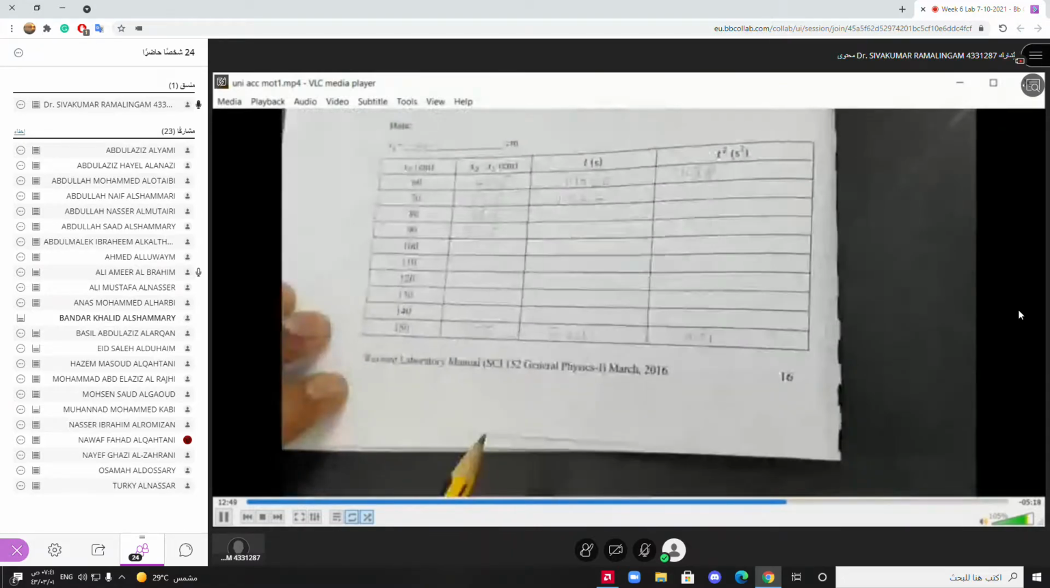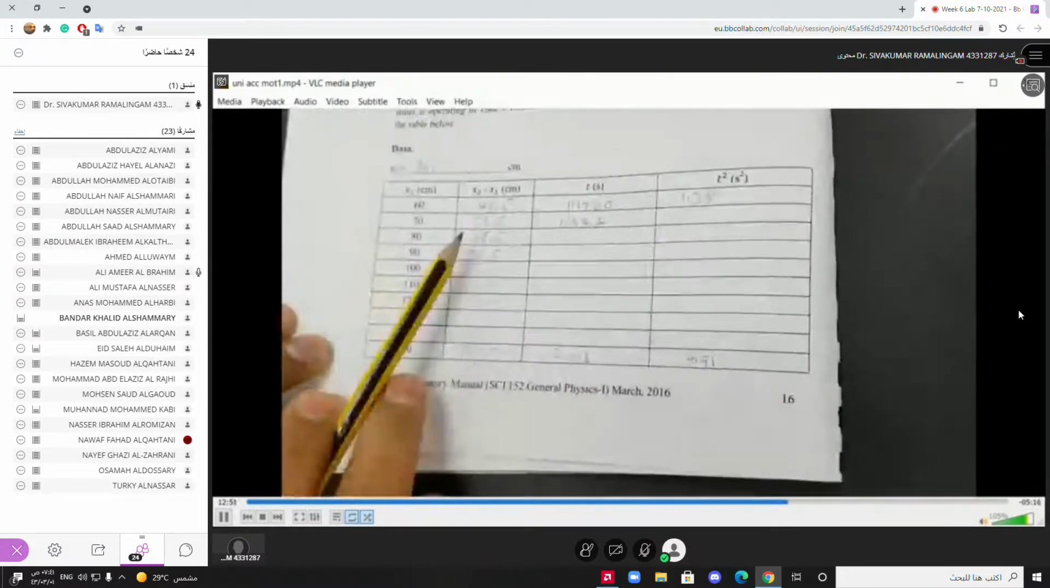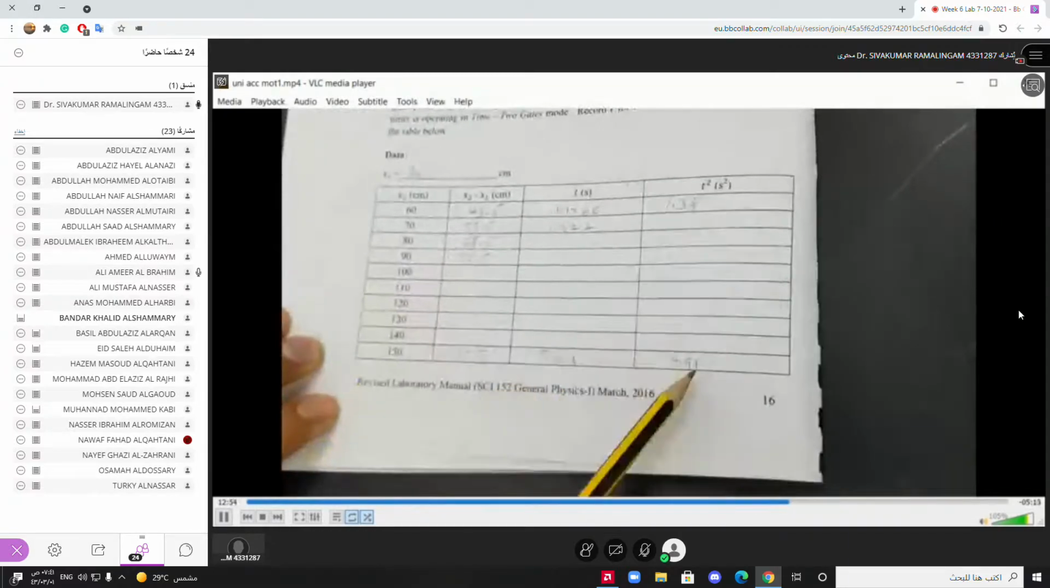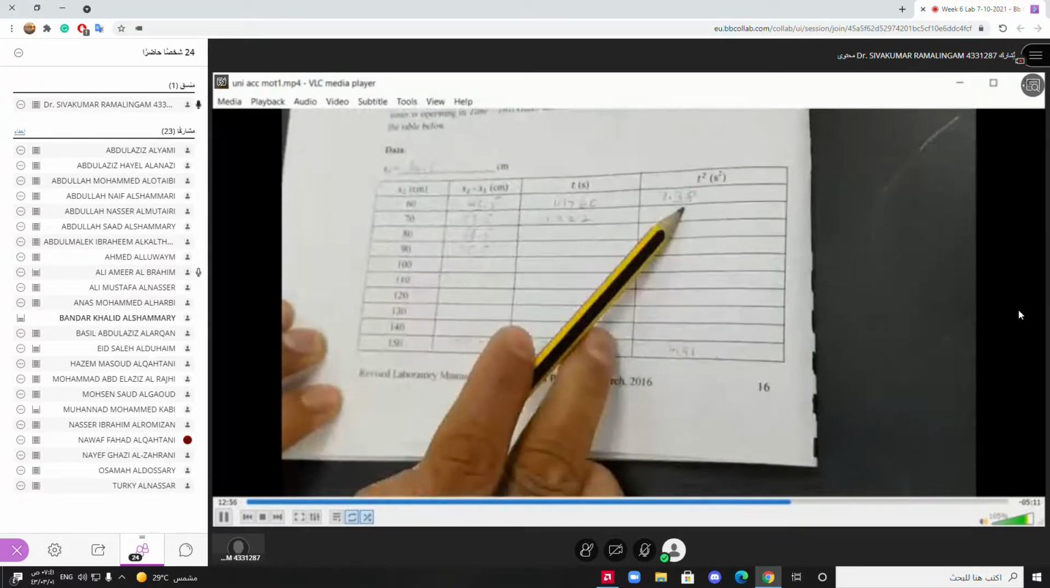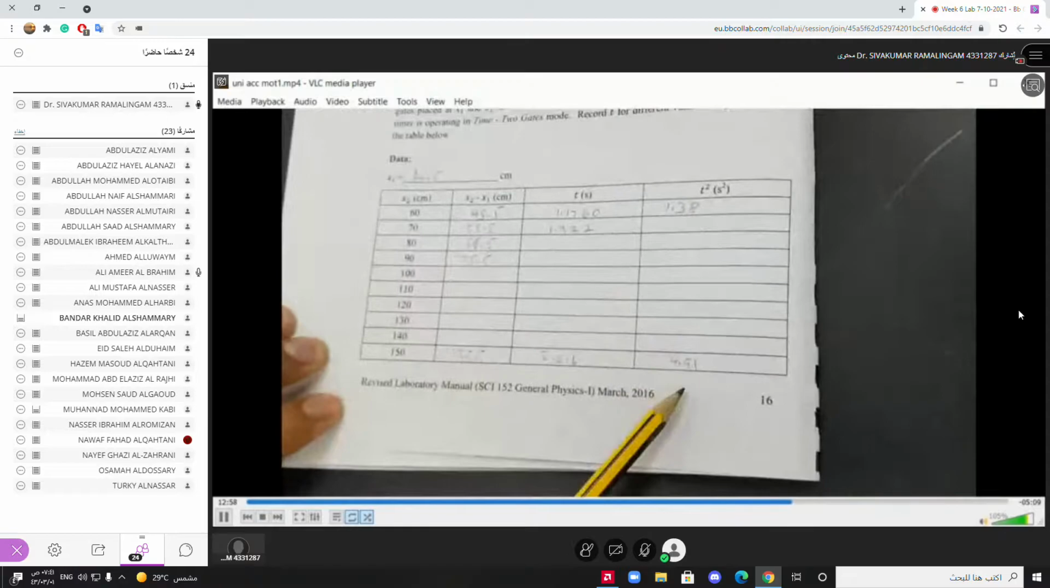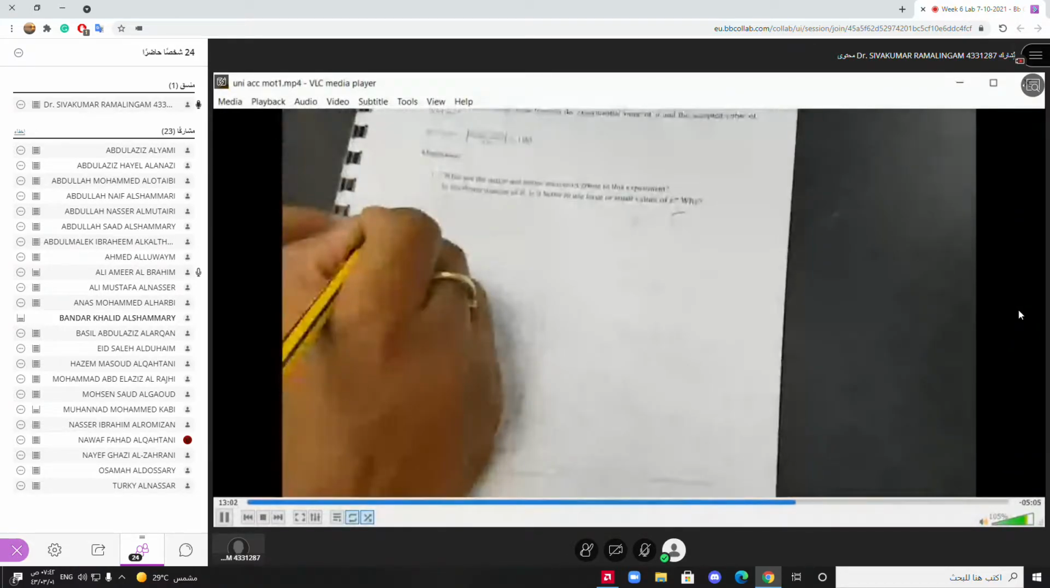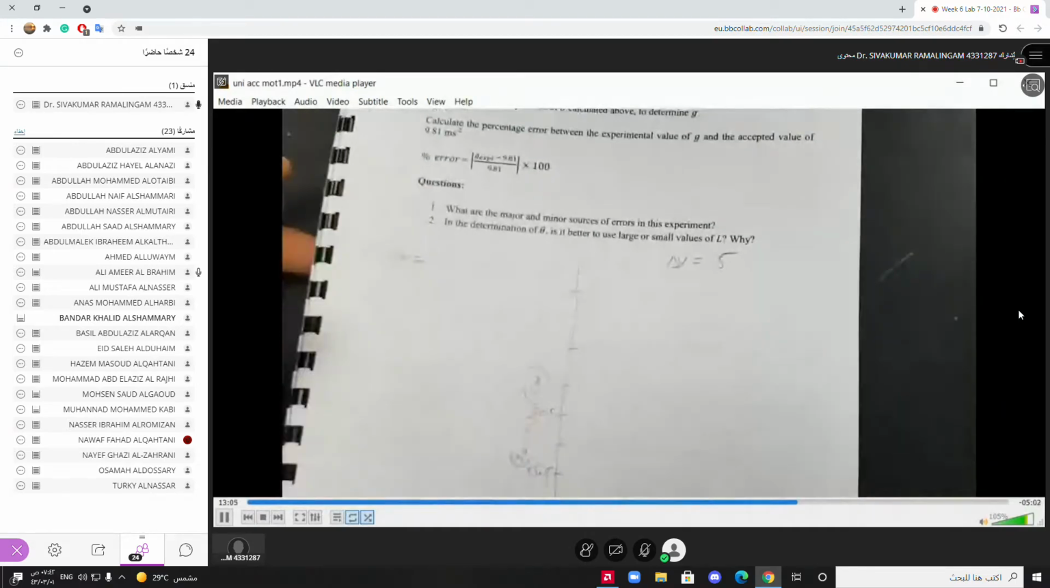I am showing the data roughly. This is completed. This I did for example. 1.38 is the minimum value. 4.91 is the maximum value. How to get your delta x? Delta x is equal to the maximum value 4.91 minus 1.38.